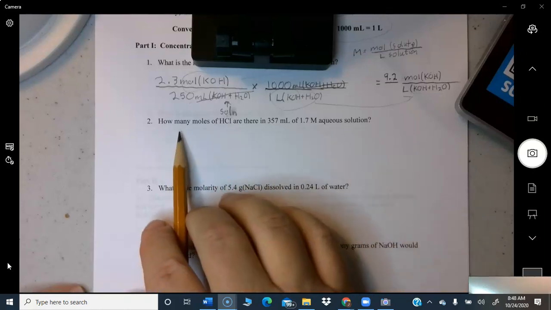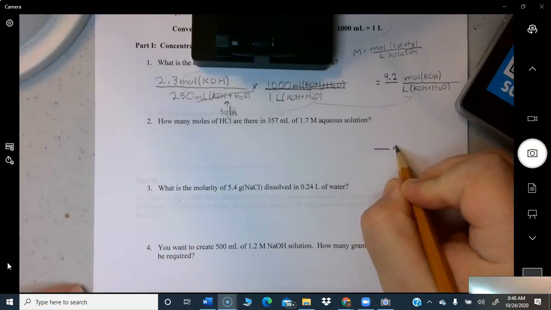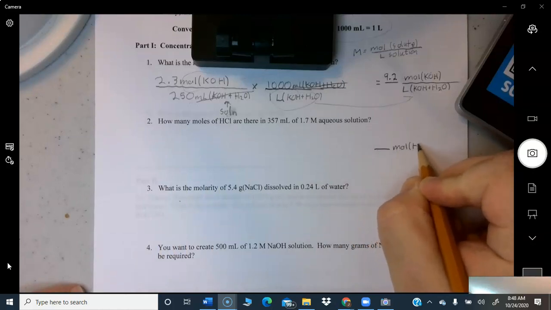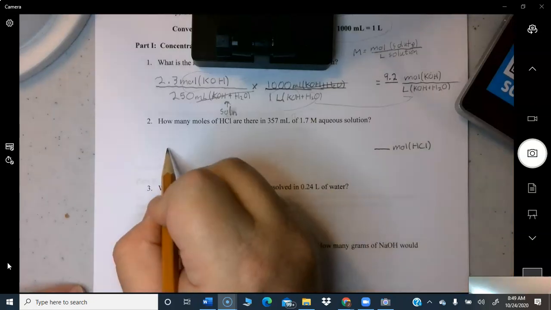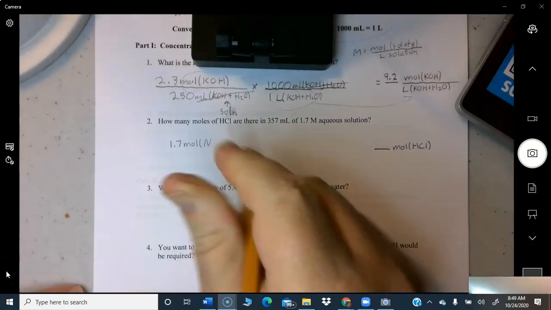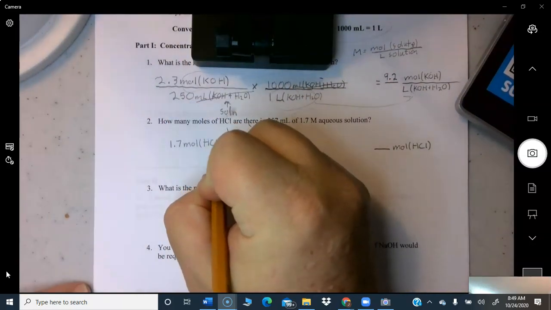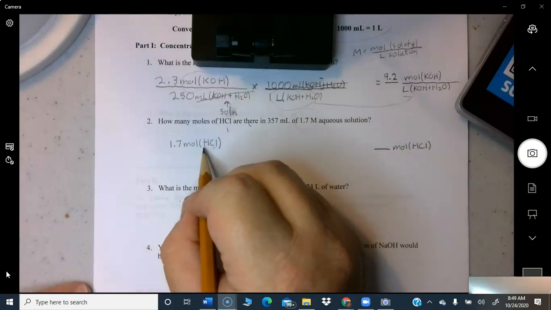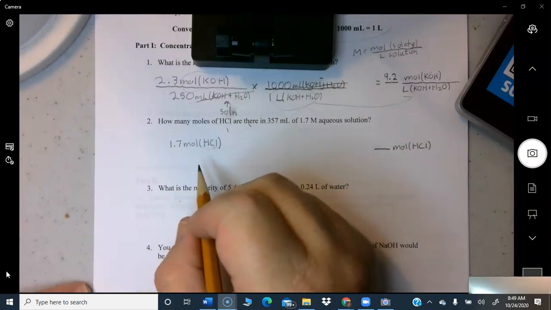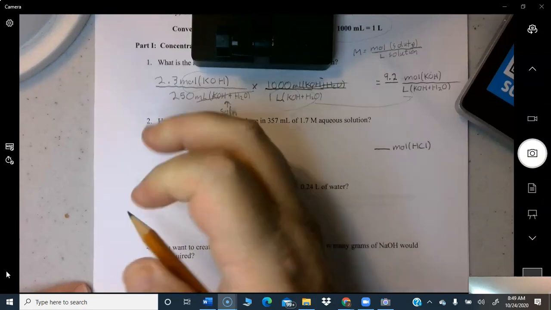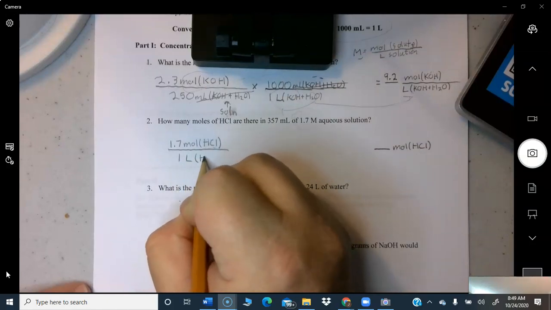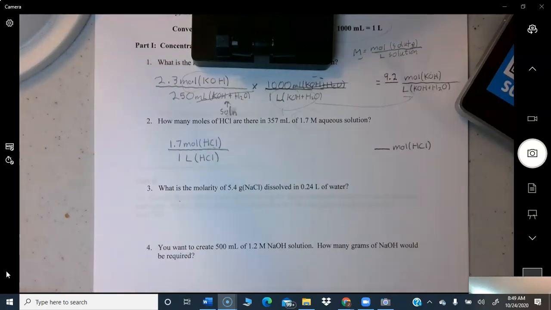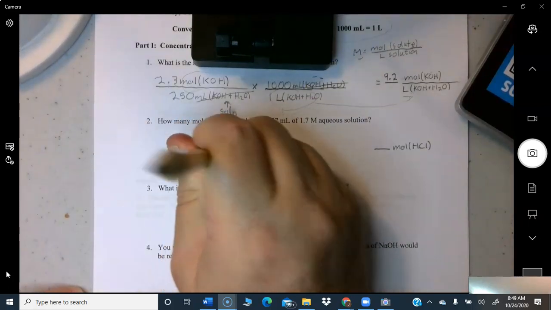Okay, so we're going to go ahead. So it's asking us for moles. And over here, we're going to start with this, 1.7. And it's HCl for chlorine. It's not HCI. It's hydrogen and chlorine, hydrochloric acid. Now on this one, you already have a denominator. So you're not going to put the 357 there. You're going to put 1 liter. Okay? So there's moles per liter. And that's not liter of HCl. It's liter of, you tell me, what's that liter of?